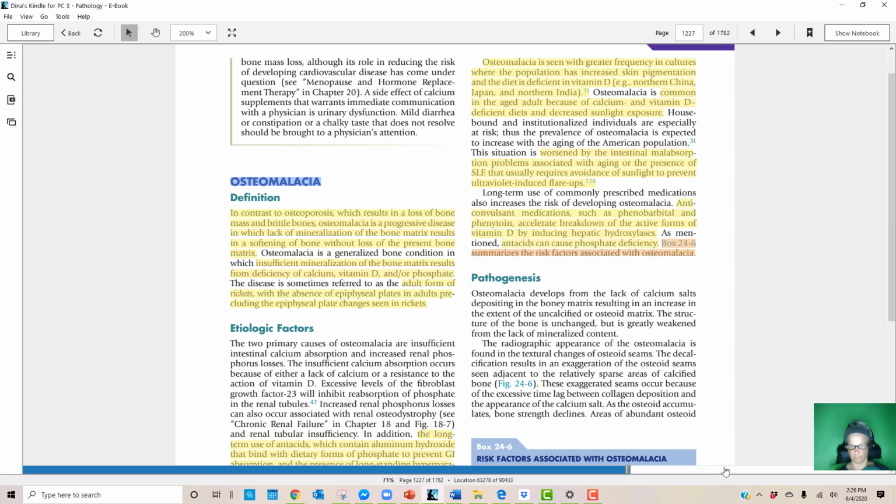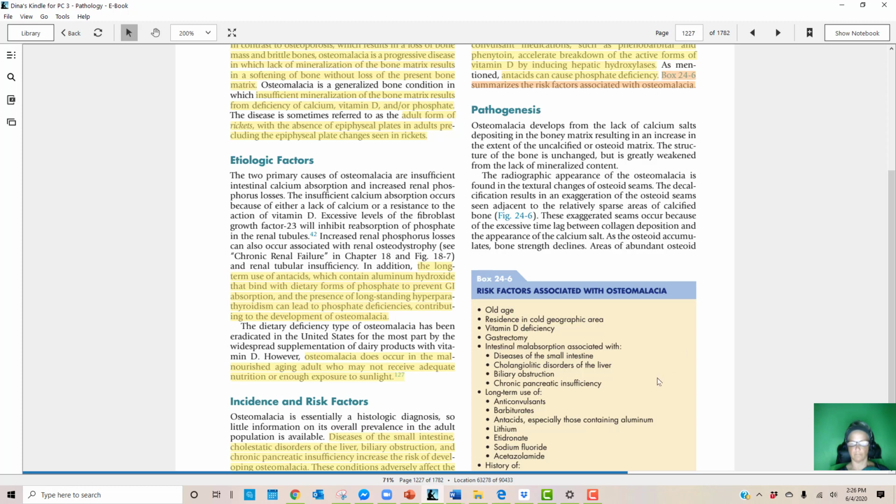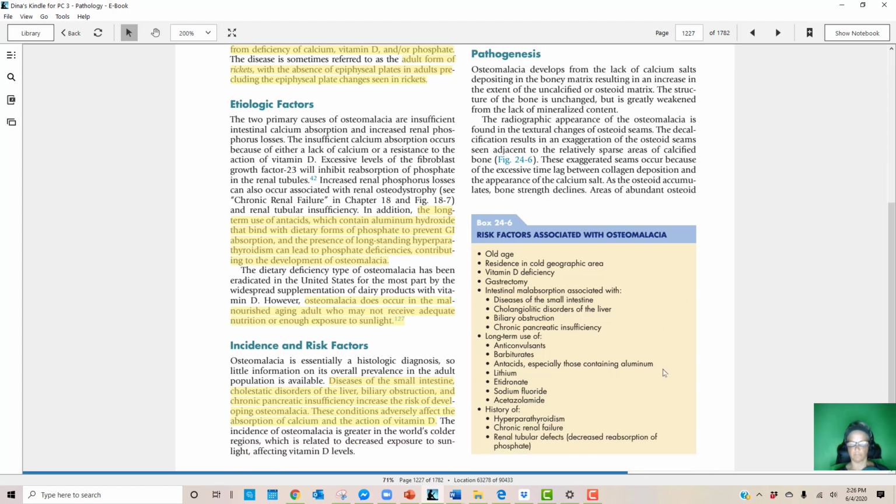Pathogenesis. Osteomalacia develops from the lack of calcium salts depositing in the bony matrix, resulting in an increase in the extent of the uncalcified or osteoid matrix. The structure of the bone is unchanged, but is greatly weakened from the lack of mineralized content. The radiographic appearance of osteomalacia is found in the textural changes of osteoid seams. The decalcification results in an exaggeration of the osteoid seams seen adjacent to the relatively sparse areas of calcified bone.